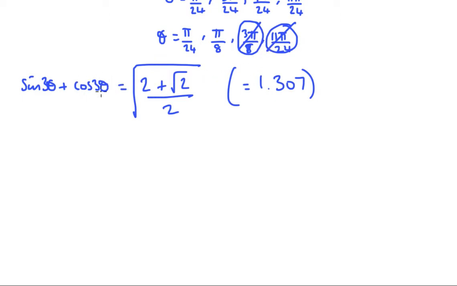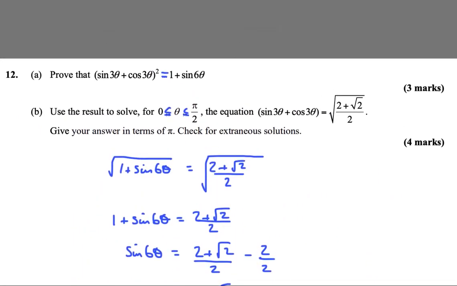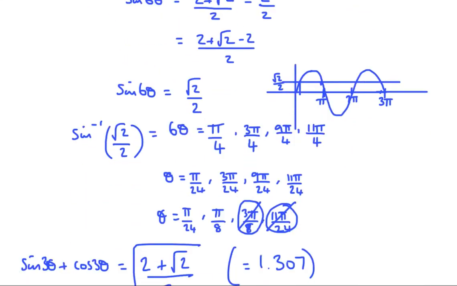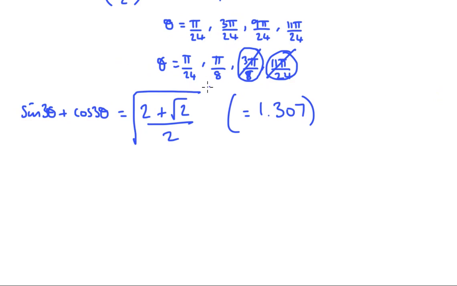And it's because of the cos 3 theta. We changed it into 1 plus sine 6 theta, which was fine, but we then squared both sides. So even though when you square negative 1.307, we do get 2 plus root 2 over 2, that wasn't actually the question we were solving. So we need to make sure that we get the positive version, not the negative version. So that's just these two answers here.